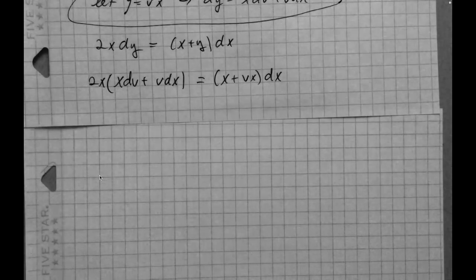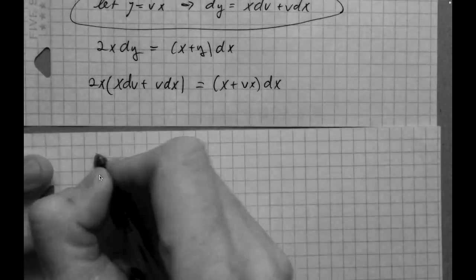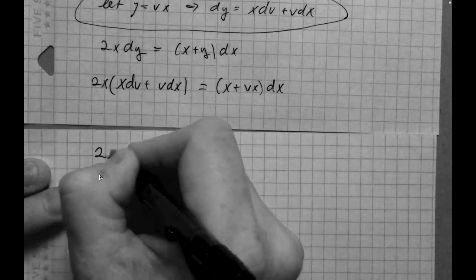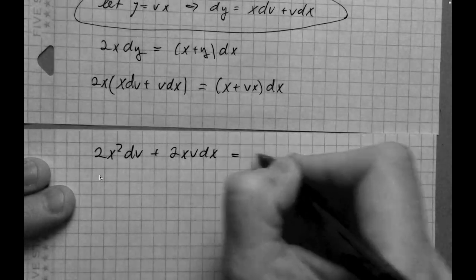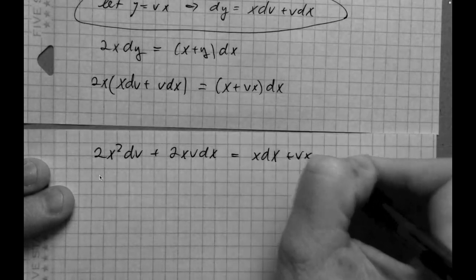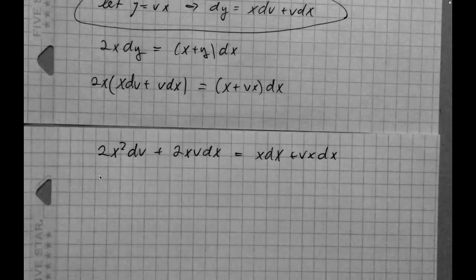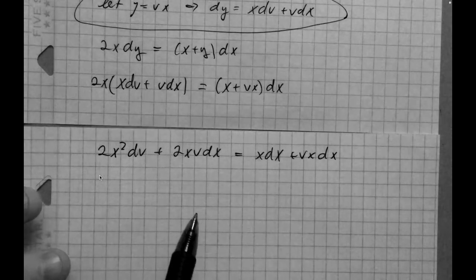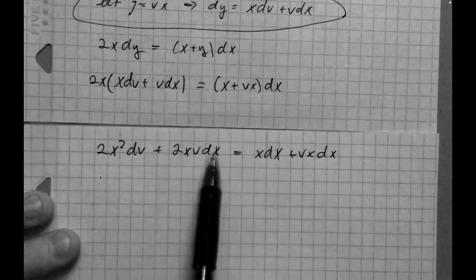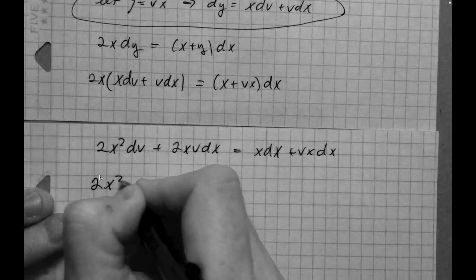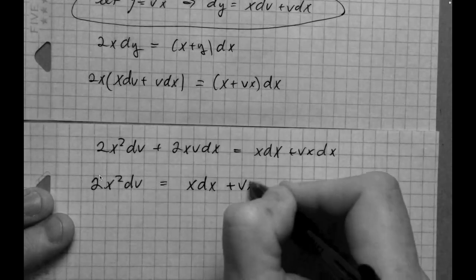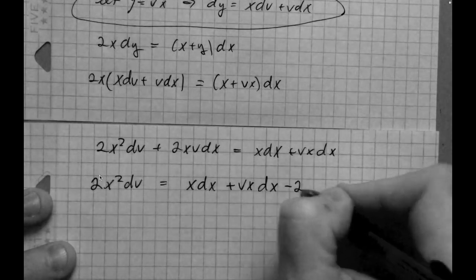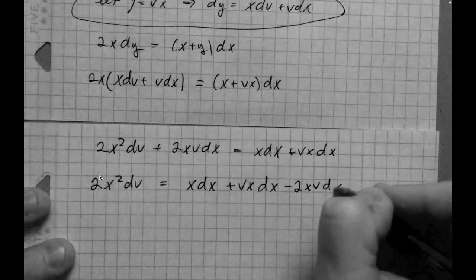And then, as per usual, we're going to go ahead and expand everything and regroup. So we've got 2x squared dv plus 2xv dx equals x dx plus vx dx. Okay, let's get all of the dx's on one side and all of the v's on the other. And so I'll bring this guy over here. So 2x squared dv is equal to x dx plus vx dx minus 2xv dx.